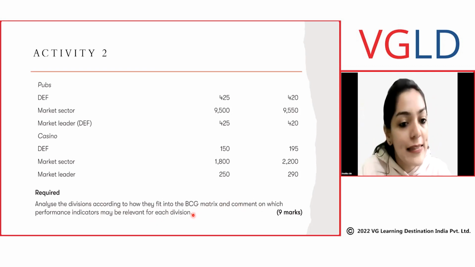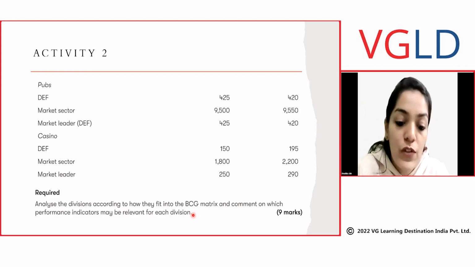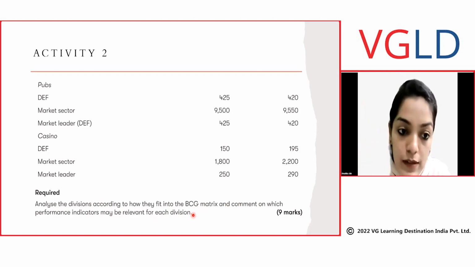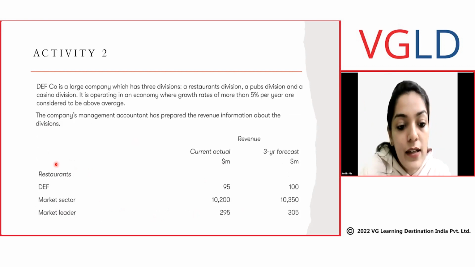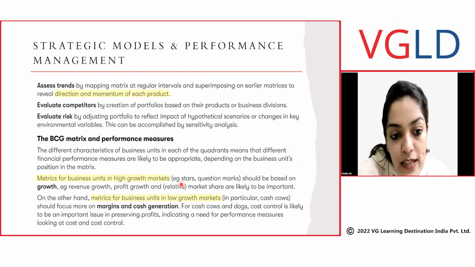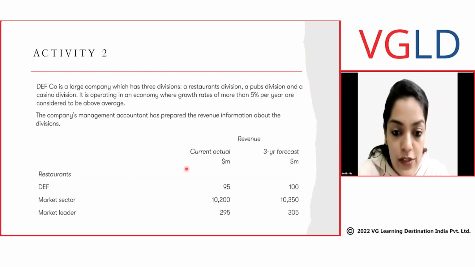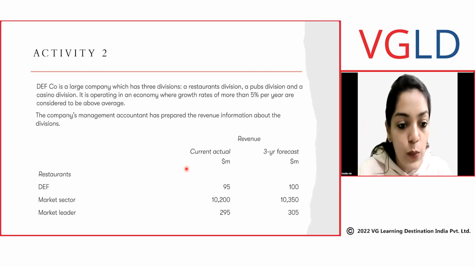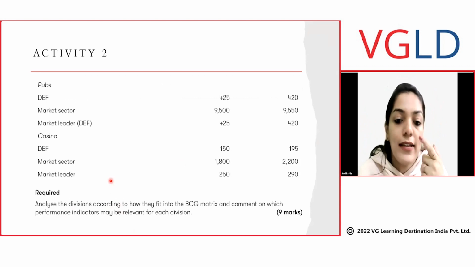First you analyze the divisions, and then second you comment on which performance indicators will be useful for each division. You are given a lot of data. You'll have to suggest, like we just saw in the previous slide, which metrics can be used for a high growth market and which metrics can be used for a low growth market. So for this company having 3 divisions, you'll have to suggest them. Have you understood the requirement? What do you have to do? Is that clear? Okay, then let's read the question.